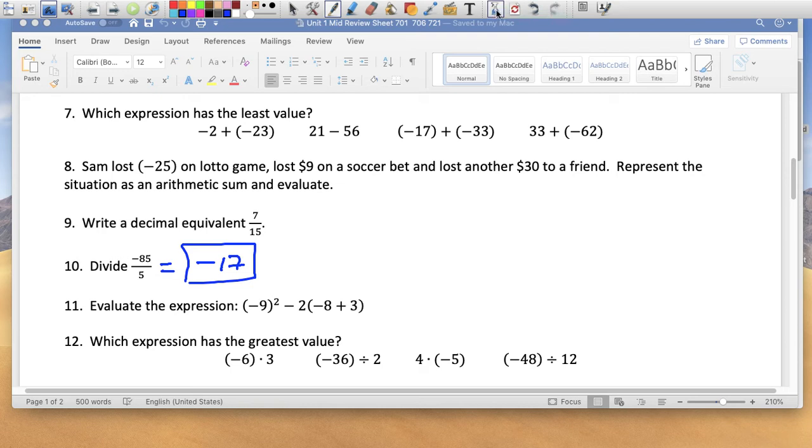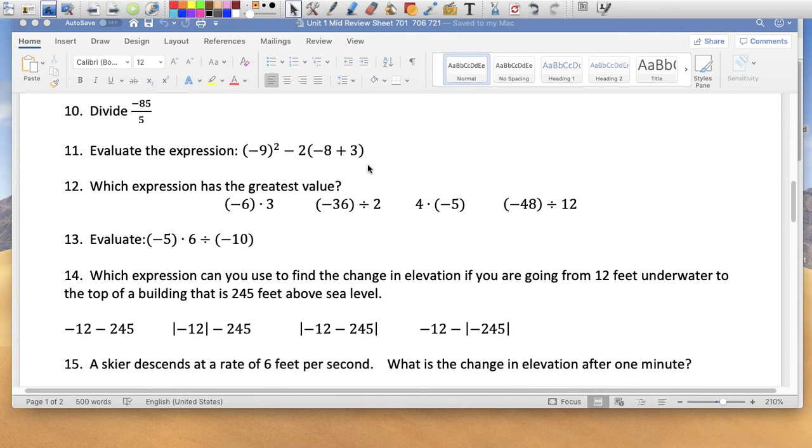Evaluate the expression. Ooh, this should give you a little memory of that challenge of those four levels we did in class. So let's do this. I would do exponents first. So this is negative 9 to the second power. Not just 9, but negative 9, because negative 9 is in parentheses. So that gives us 81. Minus 2 multiplied, let's just wait a little bit. And negative 8 plus 3 is negative 5. So now I have 81 minus 2 times negative 5. I will do the multiplication first.